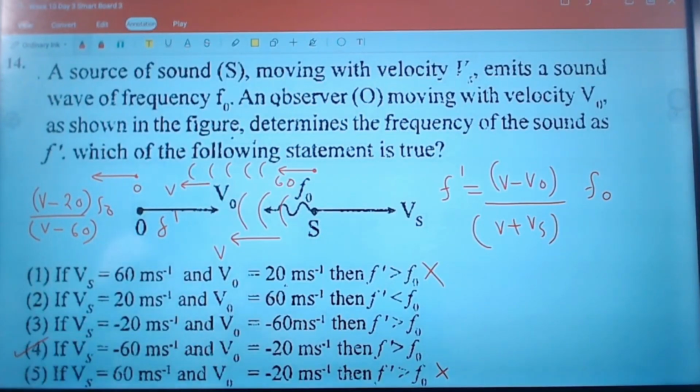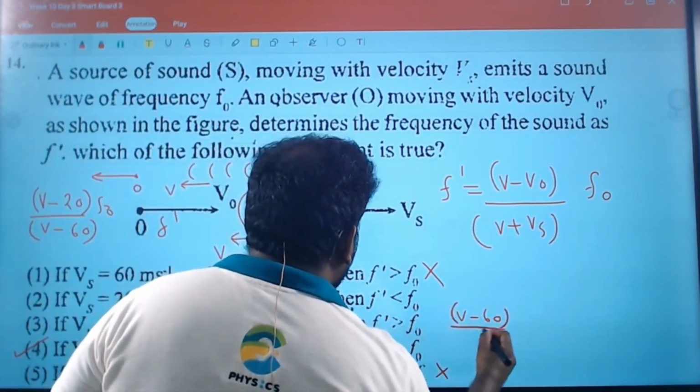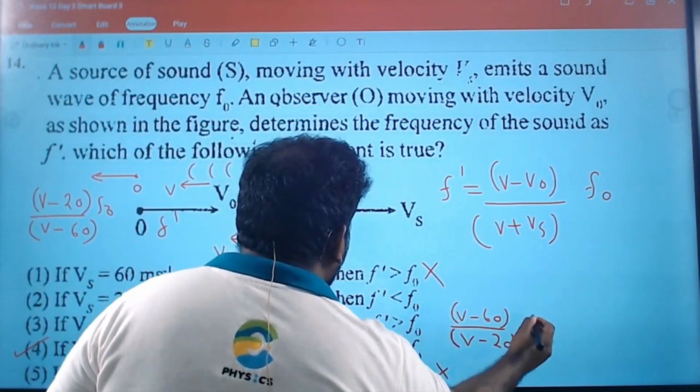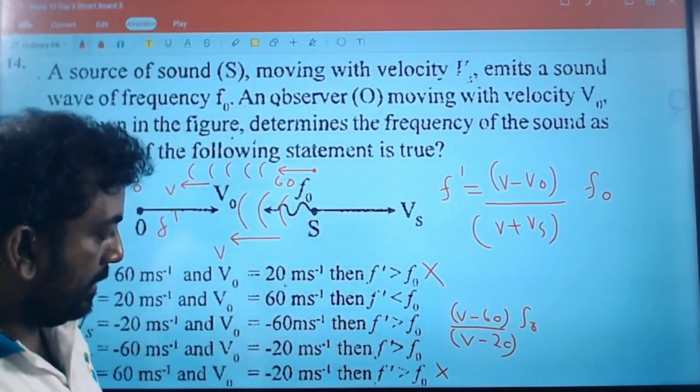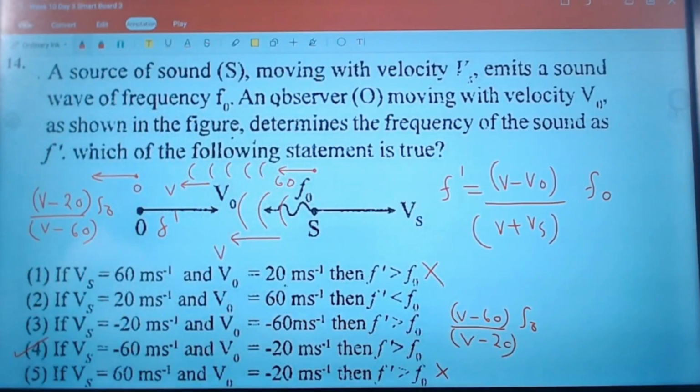VS is minus 20, V naught is minus 60. Next one is the third one, V minus 60, V minus 20 in the F naught. 240 over 280, 240 divided by 280. The ratio is smaller, wrong.